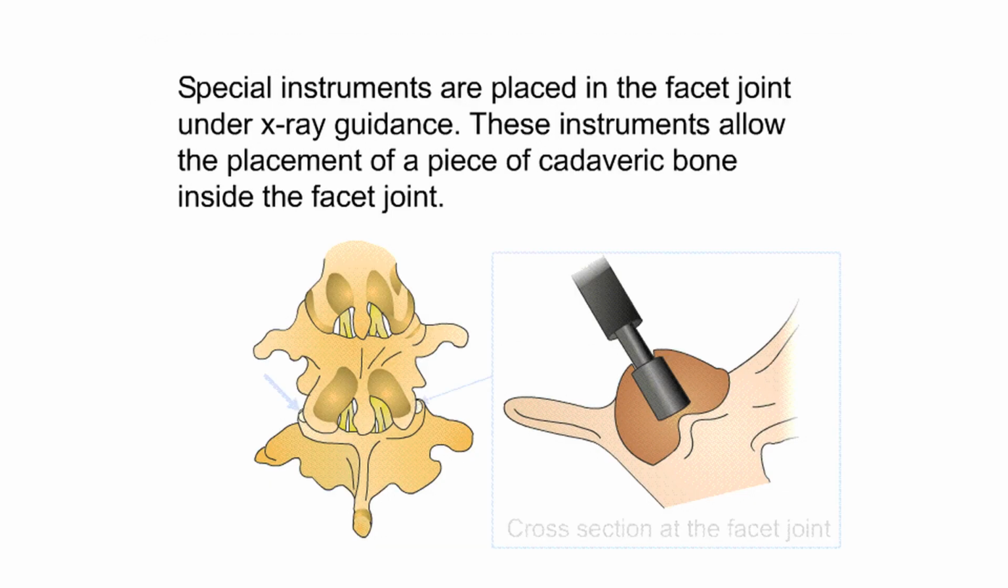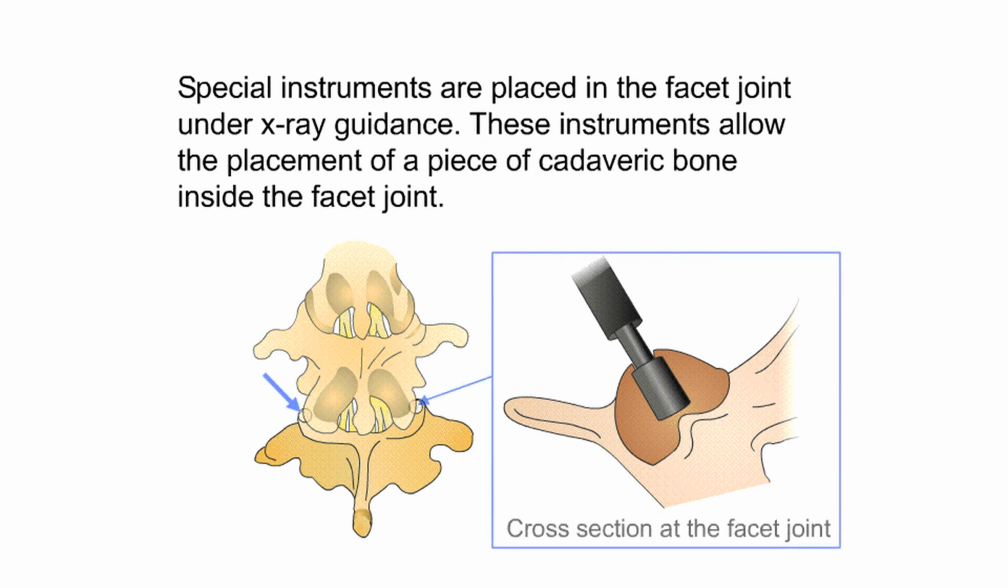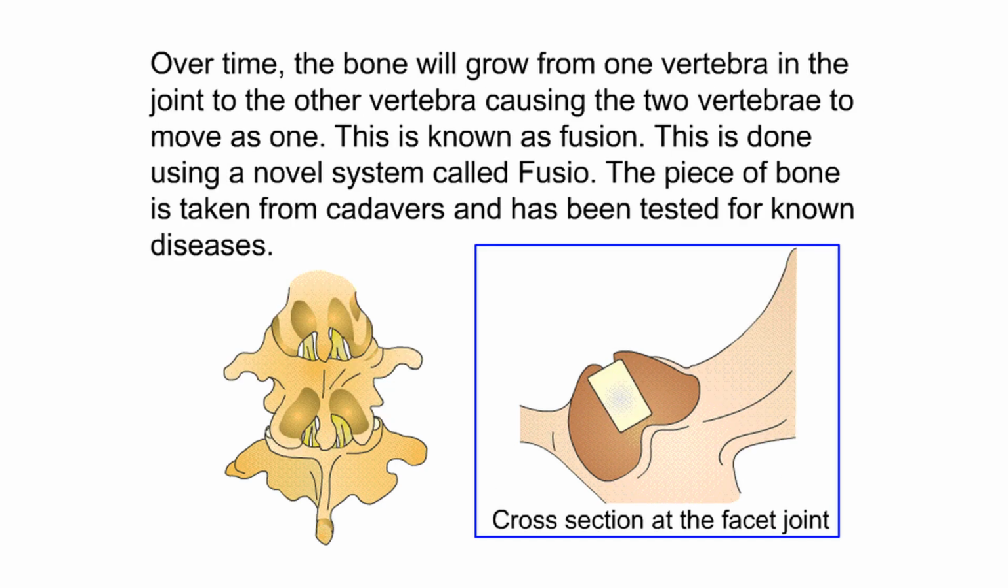Special instruments are placed in the facet joint under X-ray guidance. These instruments allow the placement of a piece of cadaveric bone inside the facet joint. Over time, the bone will grow from one vertebra in the joint to the other vertebra, causing the 2 vertebrae to move as one. This is known as fusion. This is done using a novel system called Fusio.